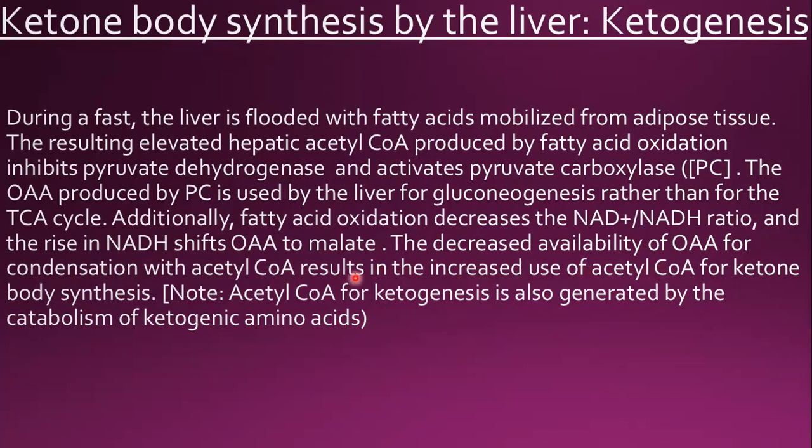Okay, now acetyl-CoA for ketogenesis is also generated by the catabolism of ketogenic amino acids. If you have done the amino acids, you will notice that the strictly ketogenic amino acids are 2, lysine and leucine. Then we have the amino acids which are both ketogenic and glucogenic: tyrosine, phenylalanine, isoleucine, tryptophan. So from those amino acids, you also can generate ketone bodies.